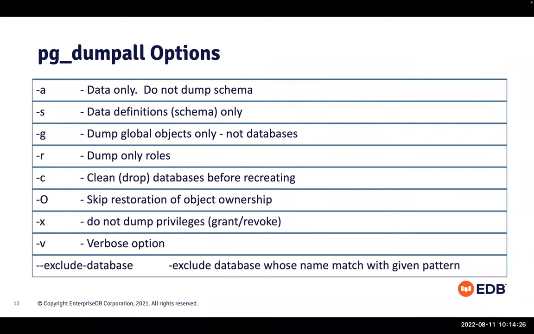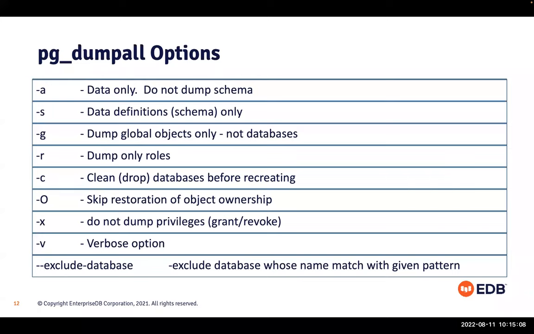Then with pg_dumpall, while taking the backup of the entire cluster, again there are different options. If I want the data only and I don't want the schemas, then I have the option -a. If I want to take the data definitions, not the data, in that scenario -s is there. -g dumps global objects only, not the databases. And in some scenarios, if you have a development environment and you are moving to production, and you want only the data definitions, not the data, you want only the roles or you want to skip the roles, in that scenario we have the -g and -r options.